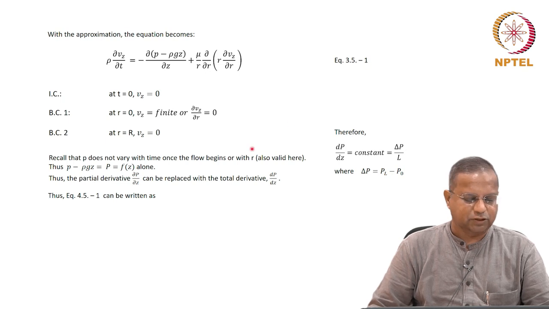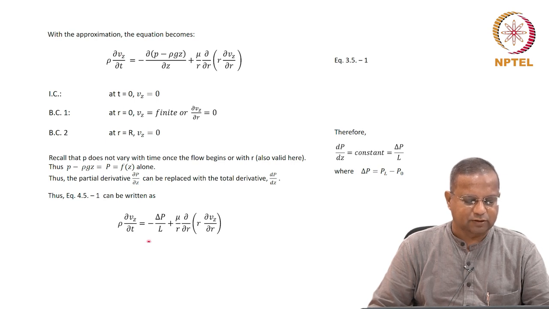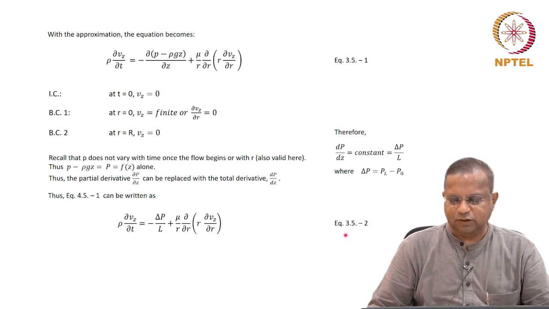And therefore, equation 3.5-1 can be written as rho ∂Vz/∂t, we still have that, equals minus delta P by L, this derivative we have gotten rid of, plus mu by r ∂/∂r (r ∂Vz/∂r). Okay, good. We will call this equation 3.5-2.